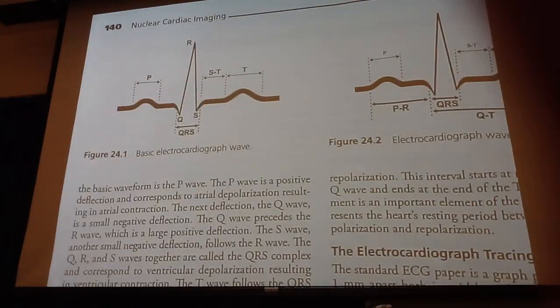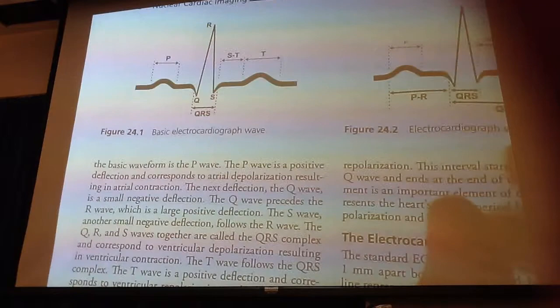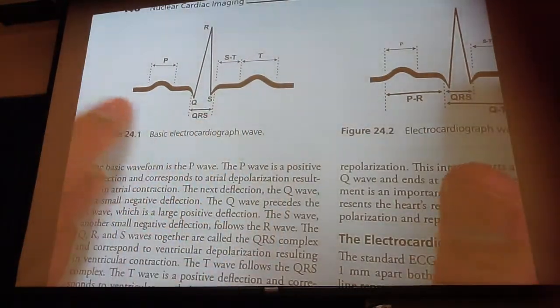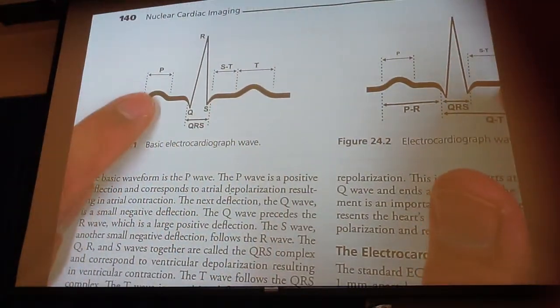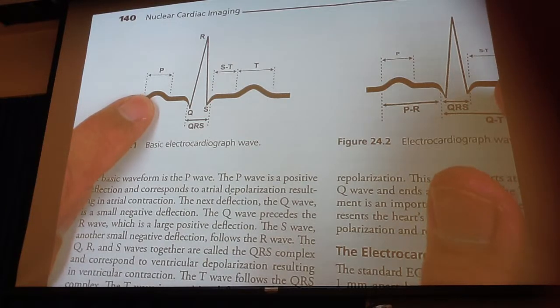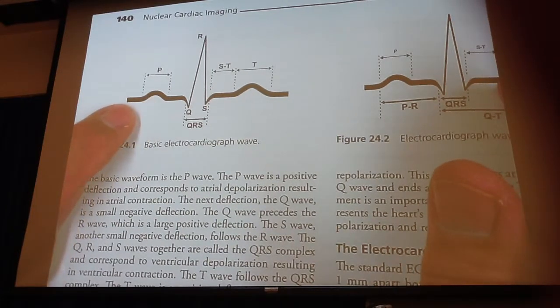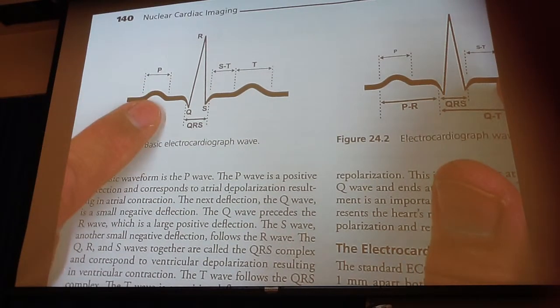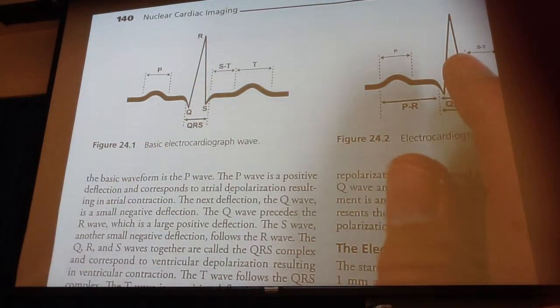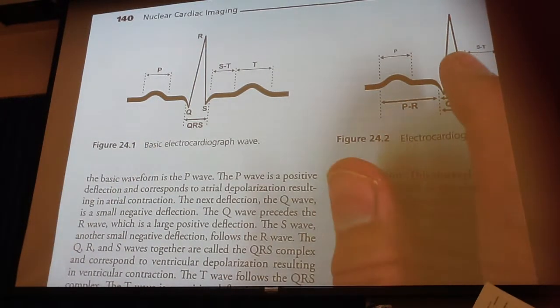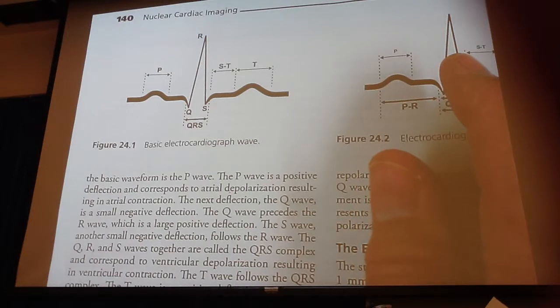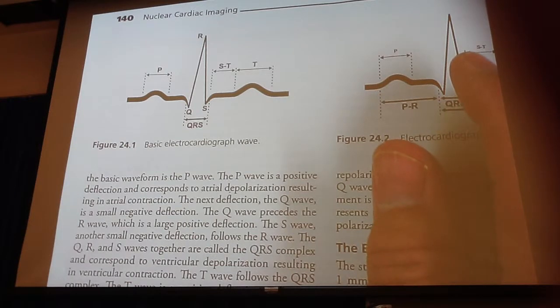Okay, so you'll basically see things like this on your board exam. When we were talking about the P wave, what was this? What's happening here in the P wave? Okay, atrial depolarization. And remember when we were talking about depolarization, what's actually happening in the heart muscle? What's happening when the heart depolarizes?